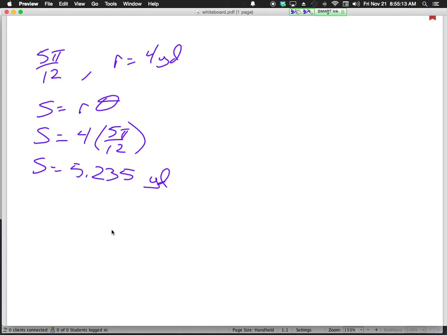What is it we're finding? We're finding arc length. So since it's arc length, that means I need a unit that measures length, and that's why we choose yards, because yards is the unit in this problem that measures length. That's the thought process I want you guys to think about. I want you to realize what it is I'm finding, and what type of unit goes with what I found.